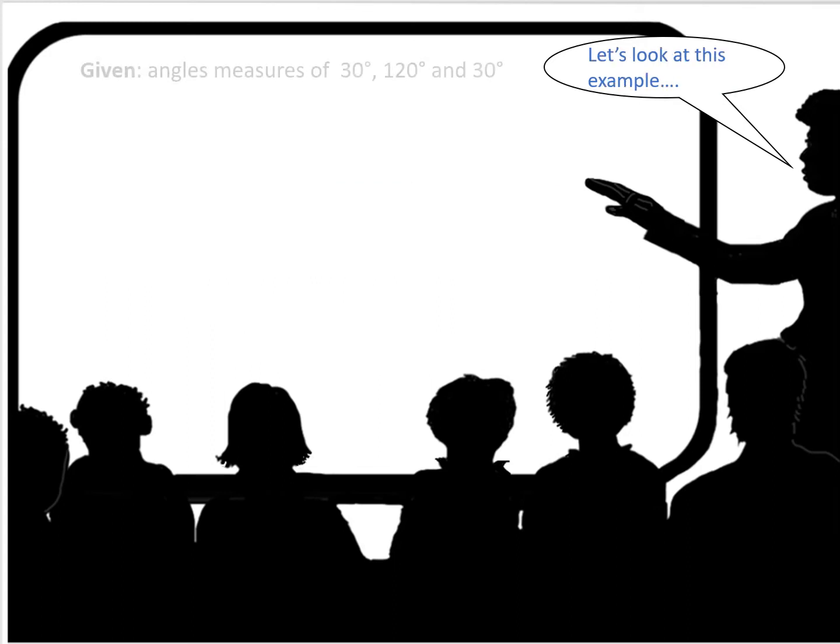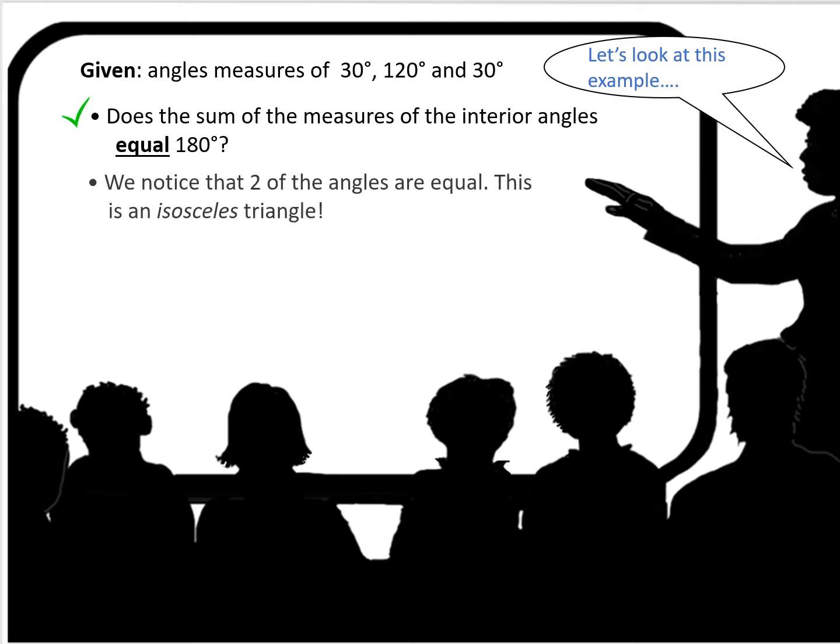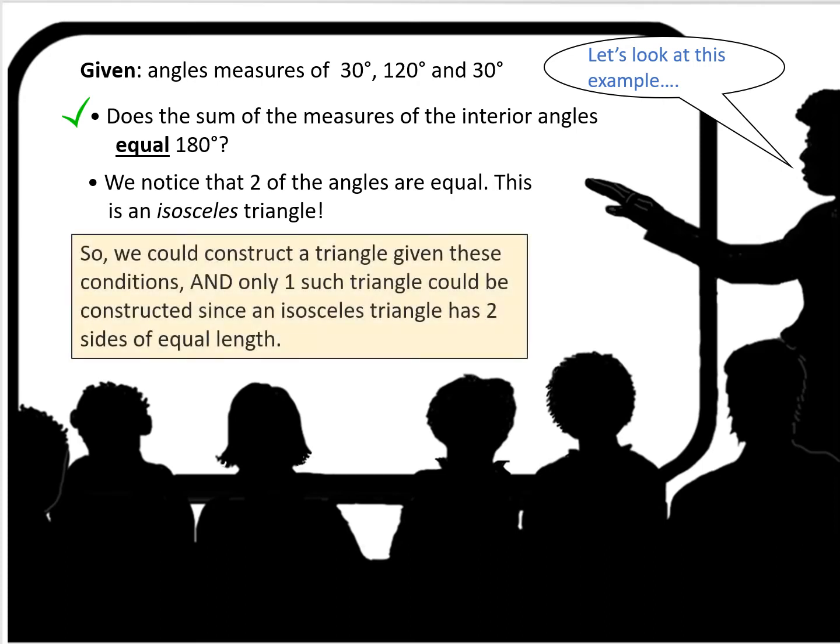Let's look at this example. Supposing you're given the angles that are measured 30 degrees, 120 degrees, and 30 degrees, and you're asked to construct a triangle. Can you do it? Well, does the sum of the measures of the interior angles equal 180 degrees? Sure does. 30 plus 120 plus 30, 30 plus 30 is 60, plus 120 is 180. We notice that two of the angles are equal. This is an isosceles triangle that you can construct. So we could construct a triangle given these conditions, and only one such triangle could be constructed since an isosceles triangle has two sides of equal length.